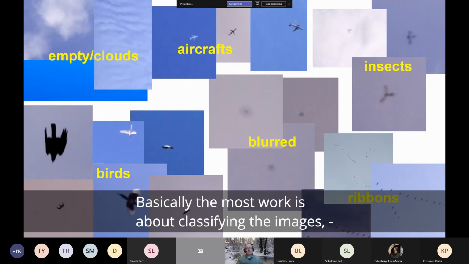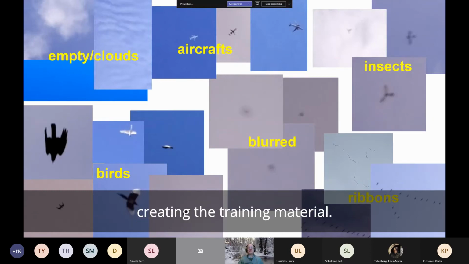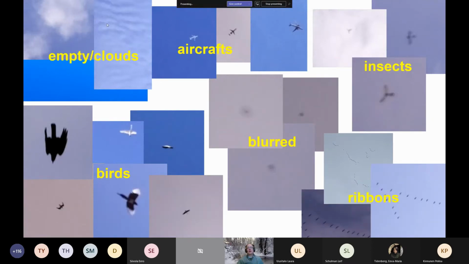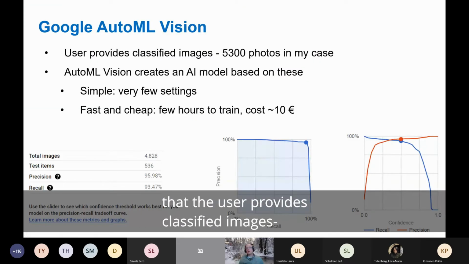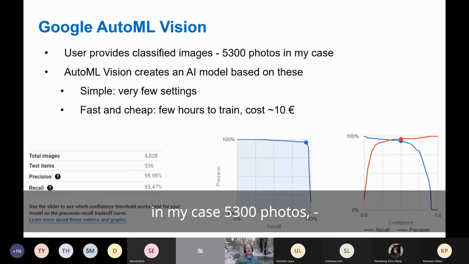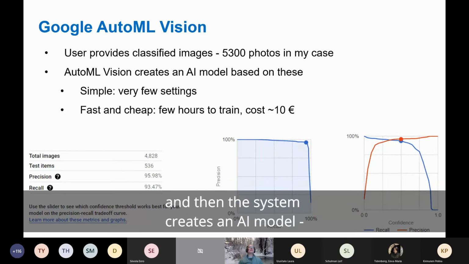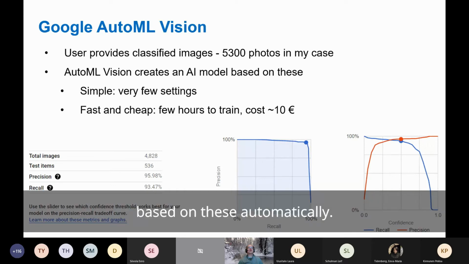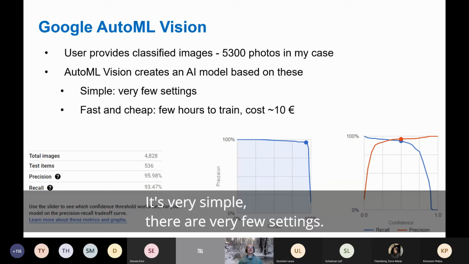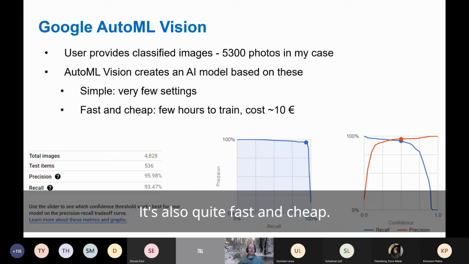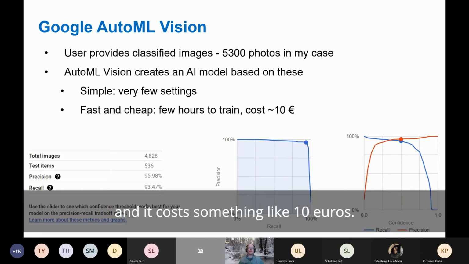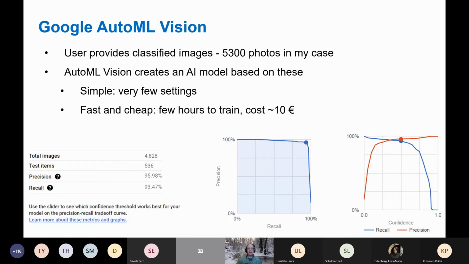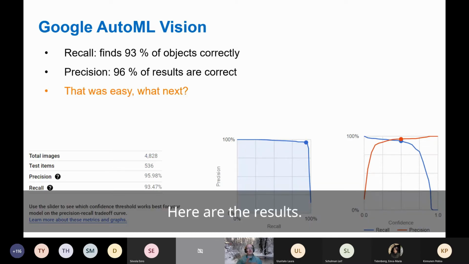So yeah, basically the most work is about classifying the images, creating the training material. And how this Google AutoML Vision works is that the user provides classified images, in my case 5,300 photos, and then the system creates an AI model based on these automatically. It's very simple, there are very few settings, and it's also quite fast and cheap. It took a few hours to train the model, and it cost something like 10 euros. And here are the results.